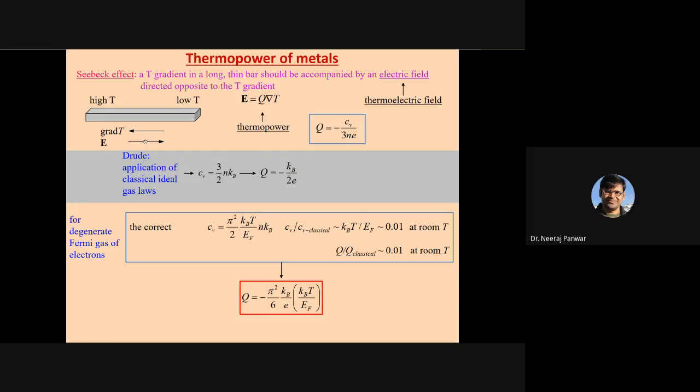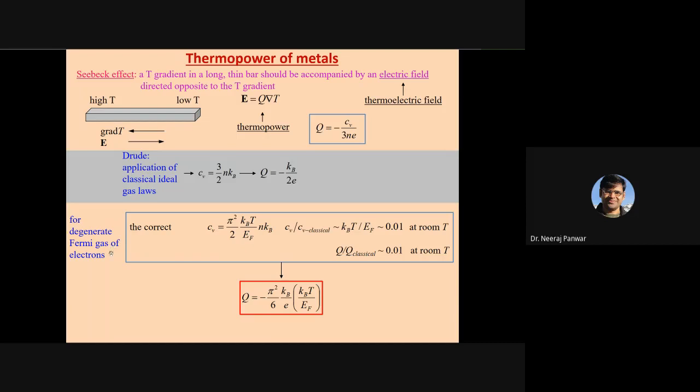So it will give rise to an electric field or electric voltage in this direction, which is related to this temperature gradient as follows: E is equal to Q times del T, where Q is known as the coefficient of thermopower. And Q is given as minus CV upon 3NE. As per Drude classical theory, CV was equal to 3/2 N kB. If we calculate Q, it would come out to be minus kB upon 2e. This is incorrect. This is 100 times greater than what is experimentally observed.